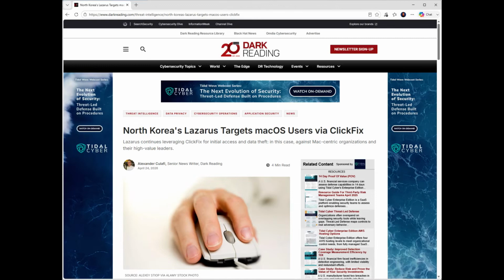From the Dark Reading article, I learned more about the targets and objectives behind the campaign. The article describes a Lazarus Group operation that targets macOS users through quick-fix social engineering attacks. It explains how Lazarus uses fake meeting invitations and social engineering to trick macOS users into running malicious commands and stealing sensitive information.